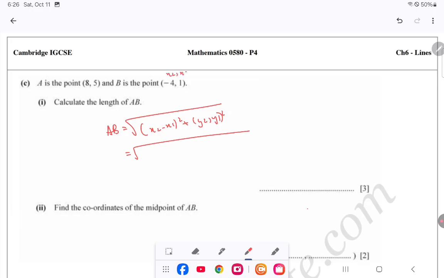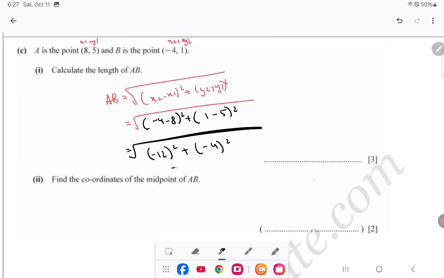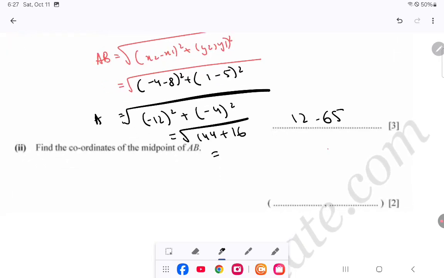With (x2, y2) and (x1, y1), put in the values. x2 is negative 4 minus 8, squared, plus y2 is 1 minus 5, squared. Under the root, negative 12 squared plus negative 4 squared. Squaring will make the negative sign positive, and it will become 144 plus 16, and the answer will be 12.65. This is the distance of the line AB.